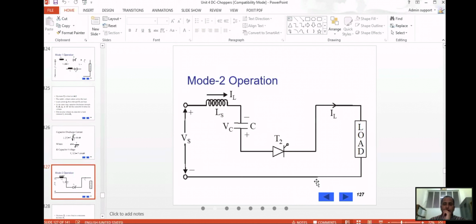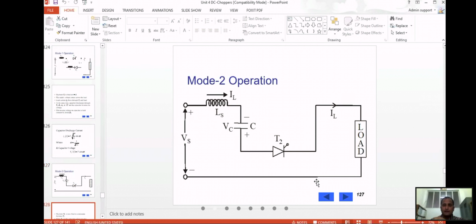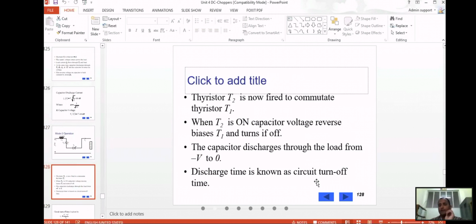In mode 2, thyristor T2 will conduct. This is the circuit diagram for the mode 2 operation. Thyristor T2 will now be fired to commutate thyristor T1. While T1 is conducting, the commutation takes place: once T2 is fired and starts conducting, T1 should stop conducting. So the commutation will take place now.